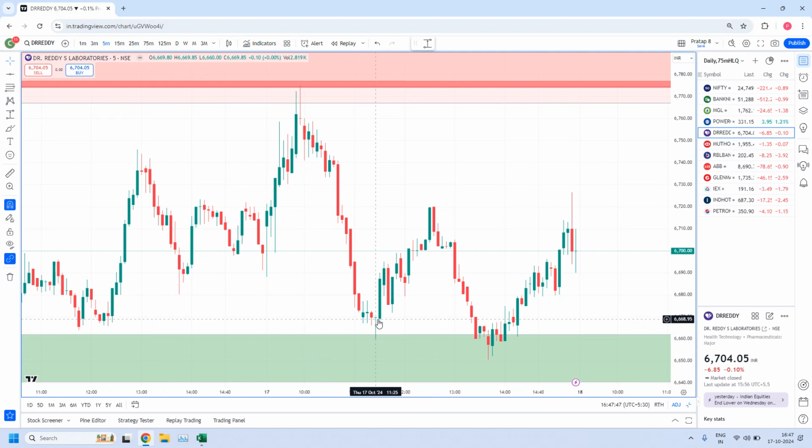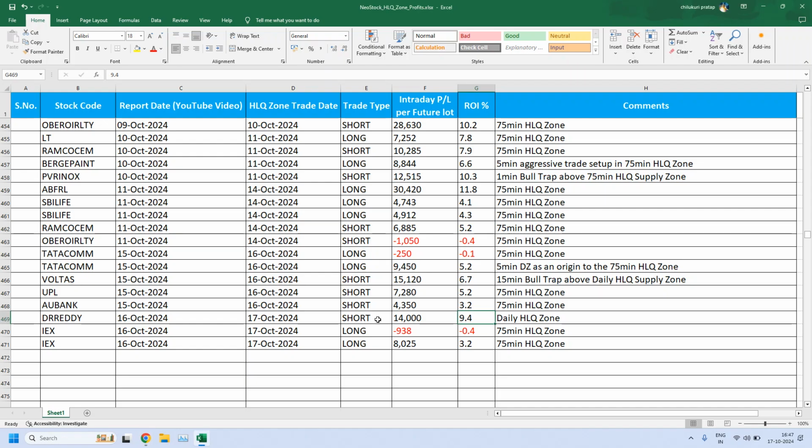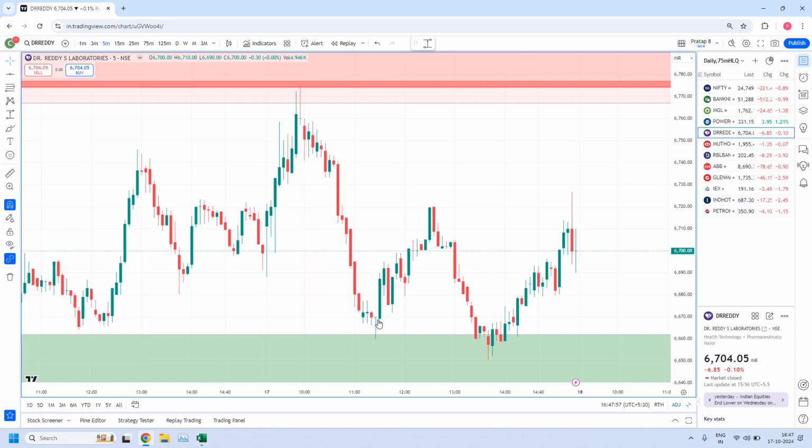at 11:25. So within 1.5 hours, the trade is completed. Within 1.5 hours, you got 9.4% ROI for your investment. So excellent trade. Okay, next one is IEX.